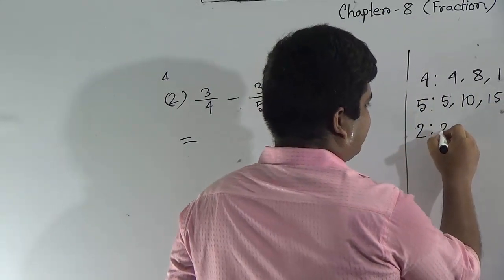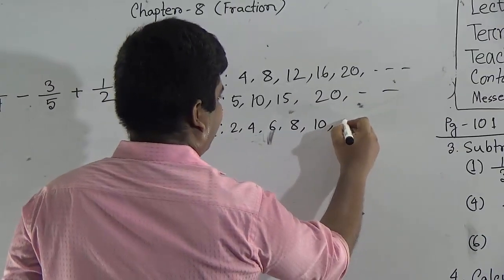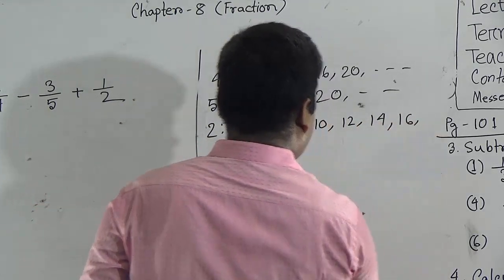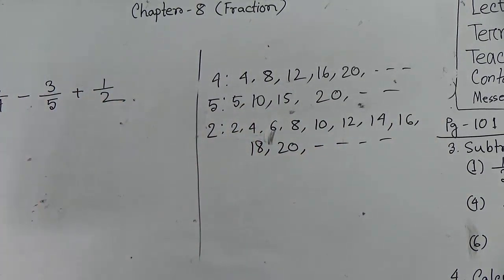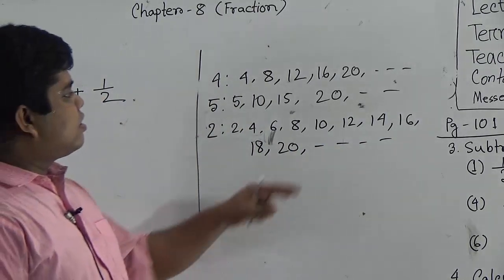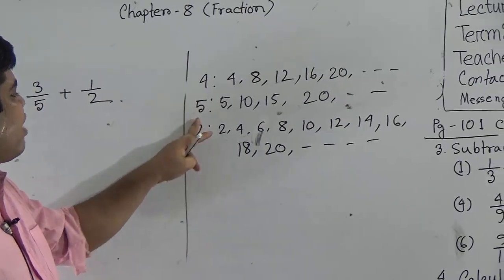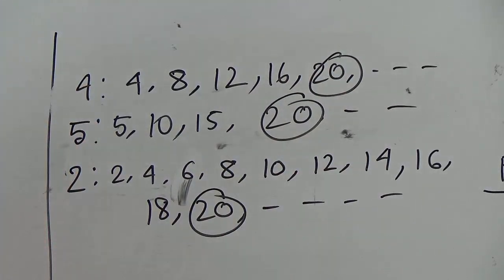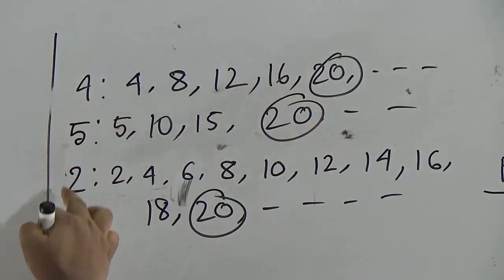Here 2 1 ja 2, 2 2 ja 4, 2 3 ja 6, 2 4 ja 8, 2 5 ja 10, 2 6 ja 12, 2 7 ja 14, 2 8 ja 16, 2 9 ja 18, 2 10 ja 20, dot dot dot. My dear students, we notice which multiple is common among the three numbers, among 4, 5 and 2. Here you notice 20 is common and it is the lowest multiple of 4, 5 and 2. So we can say 20 is the LCM of 4, 5 and 2.